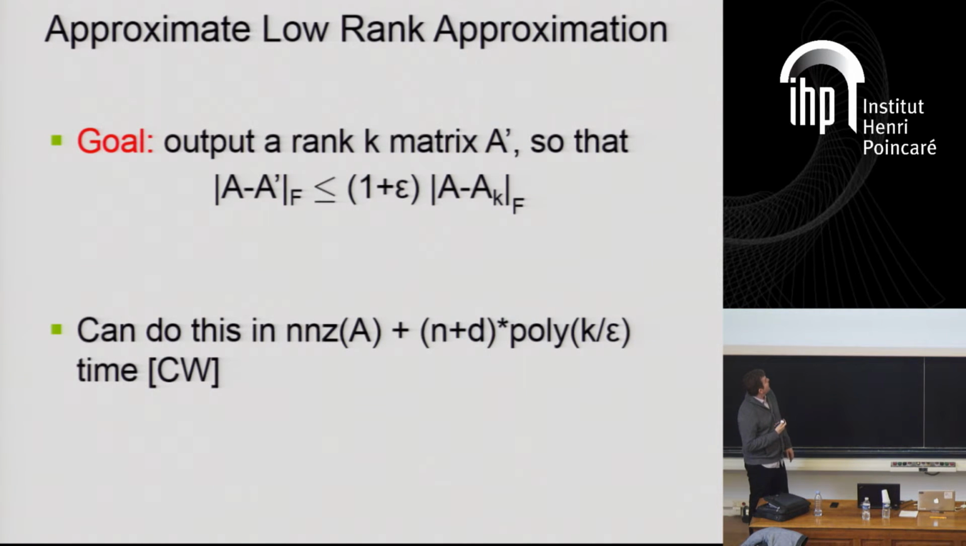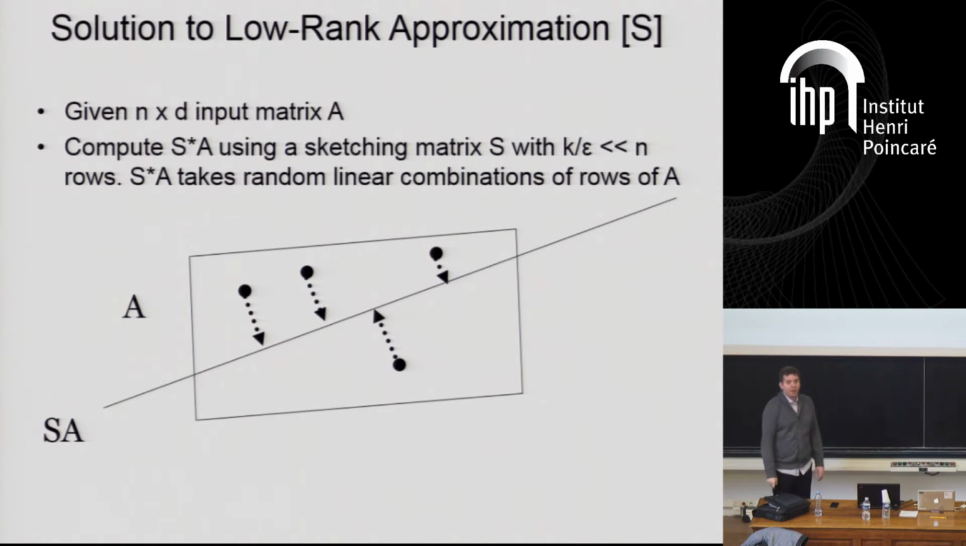Let me give you some intuition of how this algorithm works. You're given this n by d input matrix A, and think of the n rows of A as being points in R^d. The first step is to choose one of these wide, fat matrices S with a small number of rows. Think of the number of rows as being something like k over epsilon. You compute S times A. Now suppose I look at the span of the rows inside of S times A. That's a k over epsilon dimensional subspace of R^d, and I've drawn that here as a line.